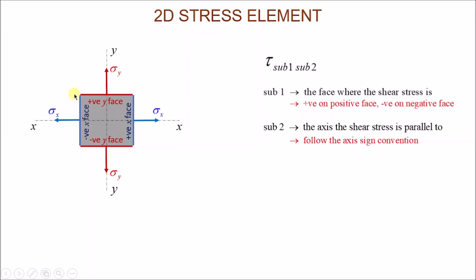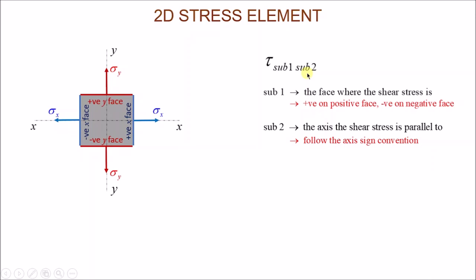If my shear stress was here and pointing down, the second subscript, subscript 2, will of course be y, because y is the axis that the shear stress is parallel to. However, its sign will be negative, because if my shear stress is pointing down, therefore it is pointing in the negative direction of the y-axis. So the sign of subscript 2 will be negative.